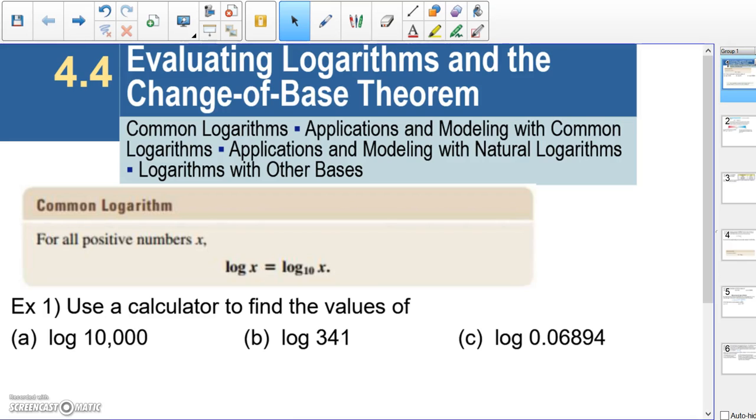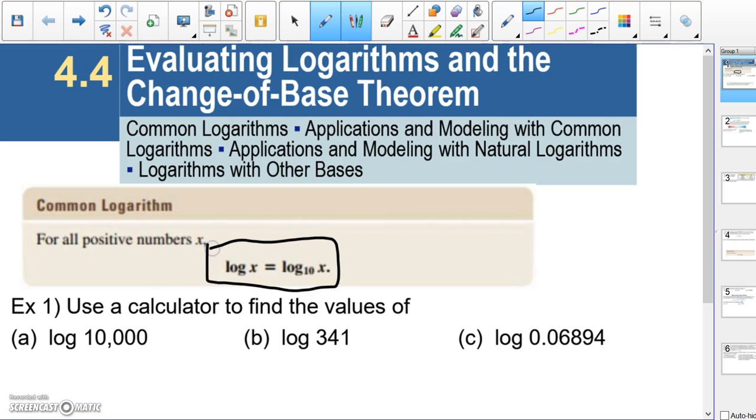4.4, Evaluating Logarithms and the Change of Base Theorem. We start with the common log, and the common log is just the log base 10. And that's going to be useful when you see the log button on your calculator. That's the common log, that's log base 10.